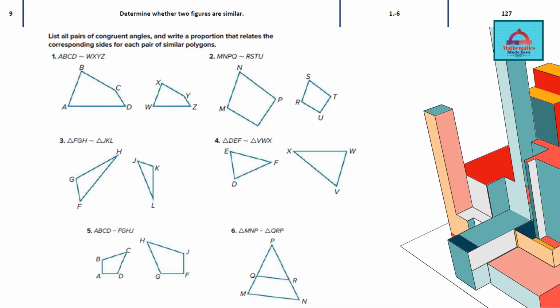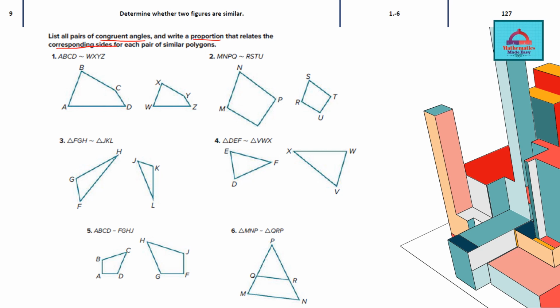Okay, let's solve these questions on similar figures. We have to determine whether the two figures are similar or not, and to do that, we are going to use the definition of similarity. We also have to state the pairs of congruent angles and write a proportion that relates the corresponding sides for each pair of similar polygons. So let's start one by one.